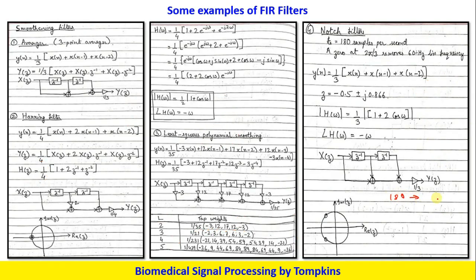180 hertz is 2 pi. Then you are interested in 50 hertz, so how much will it be? So work out how much it is.